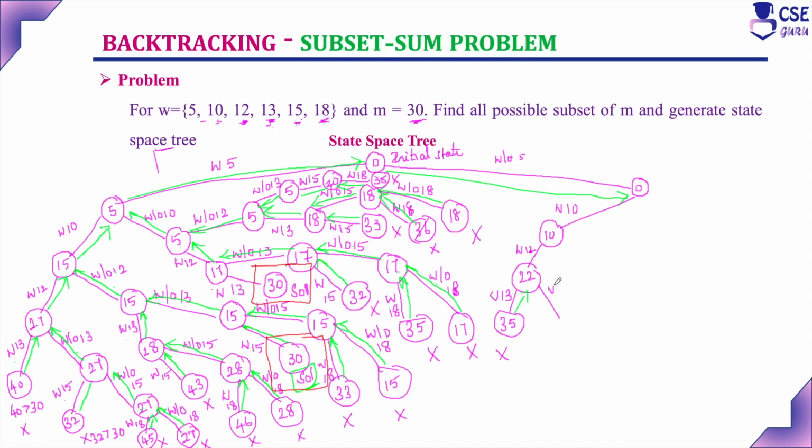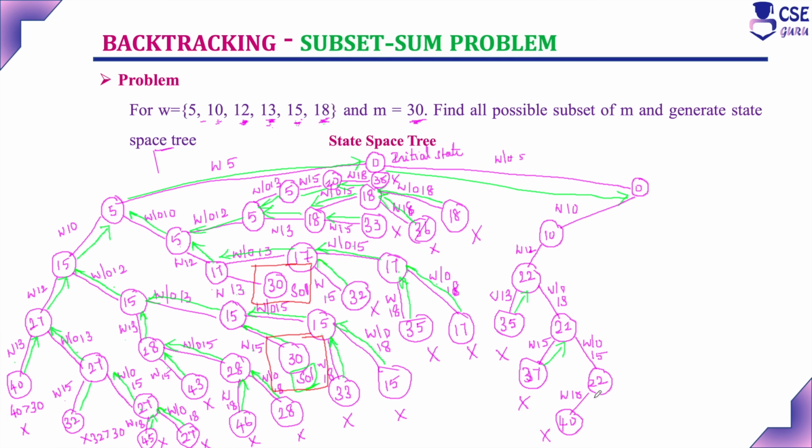Here, without 13, it is 22 only. And then 15 and 18, 2 more elements are there. Then with 15, if we consider it, the value is 37. This is a dead end. So backtrack to the previous step and consider without 15. The value is 22 only. And here with 18, we need to consider, so the value is 40. And this is a dead end.